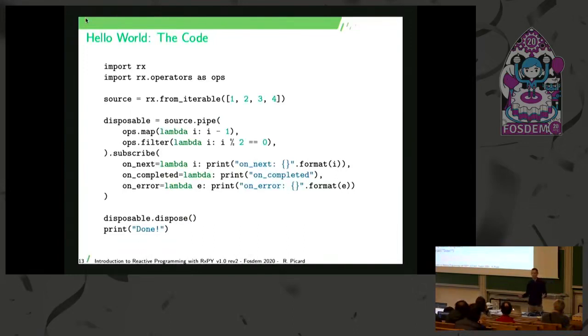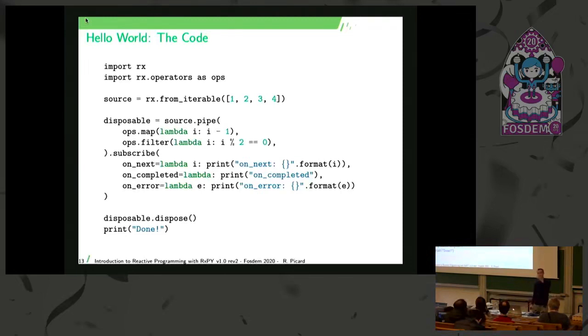So that's all. Here we've got our first sample, with almost everything that you have to know to write reactive code. If you execute this, the source observable will start emitting item 1. It will go through the map operator that will decrease the value. So the item becomes 0. Then it goes through the filter operator. 0 is an even value, so it will be printed on the subscription callback.